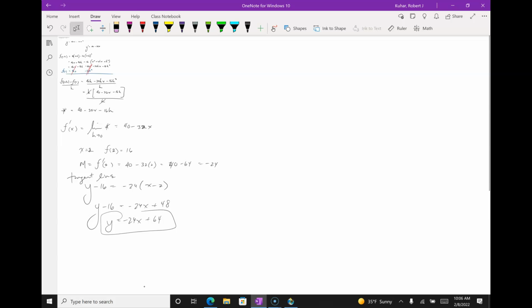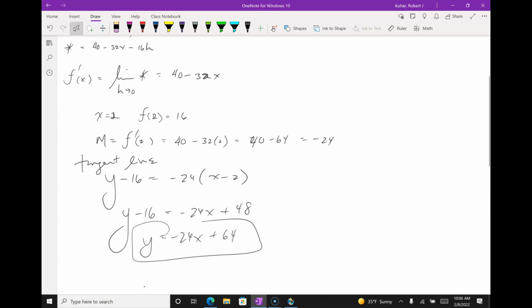See it, but the shortcut is the same as what we got. Right? 40 minus 32x is our shortcut.